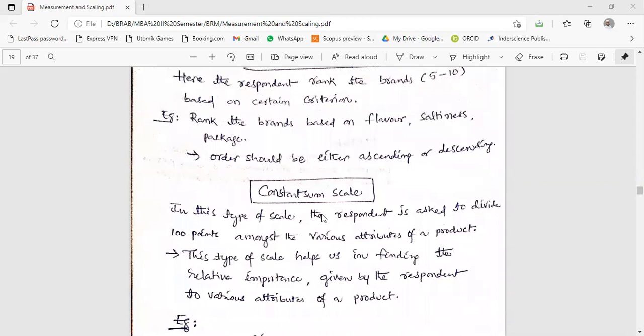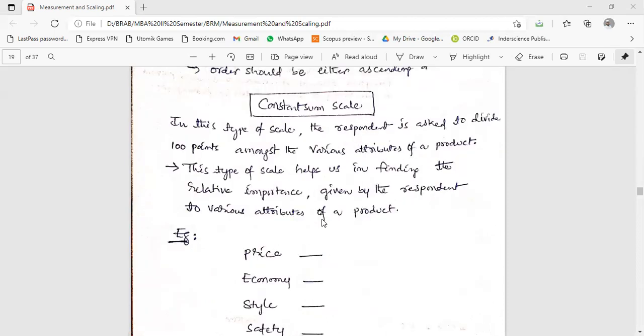Then the constant sum scale. The last one in the rating scales is the constant sum scale. In this type of scale, the respondent is asked to divide 100 points among the various attributes of a product. Out of that 100 points, how you divide the score among the various attributes. This type of scale helps us find the relative importance the respondent gives to the various attributes.